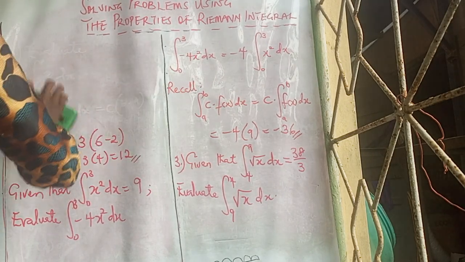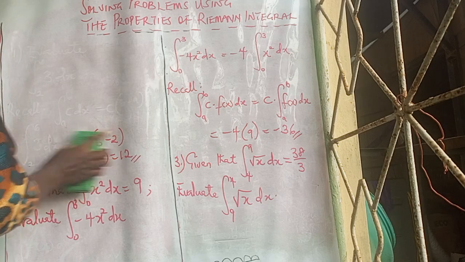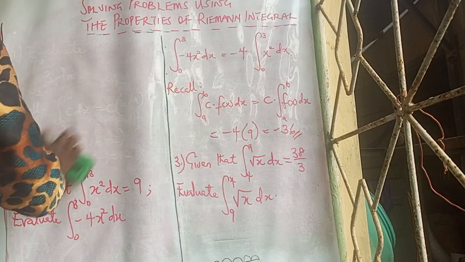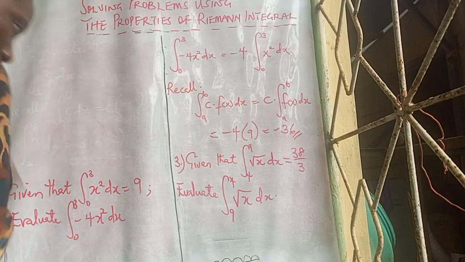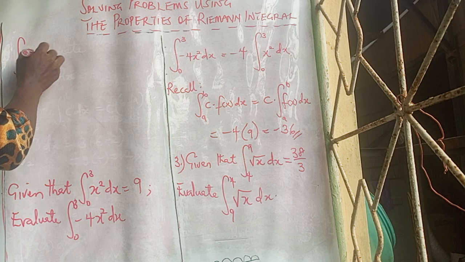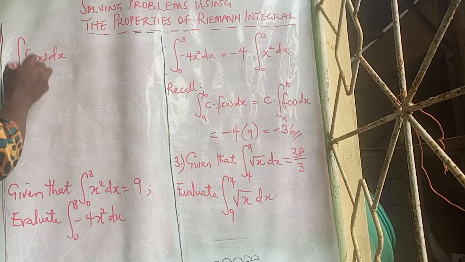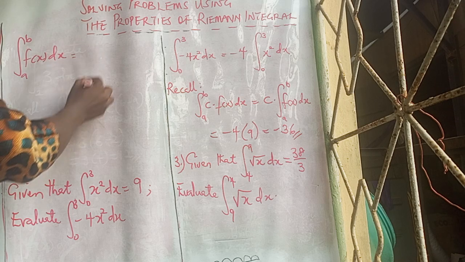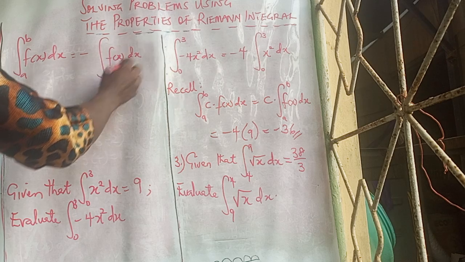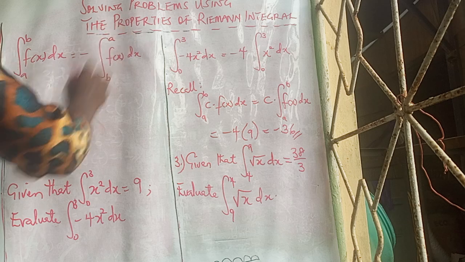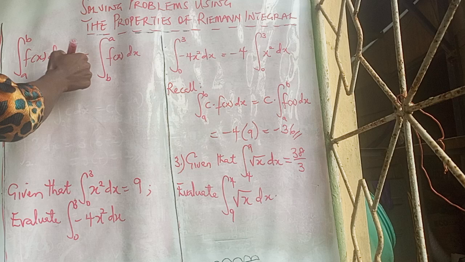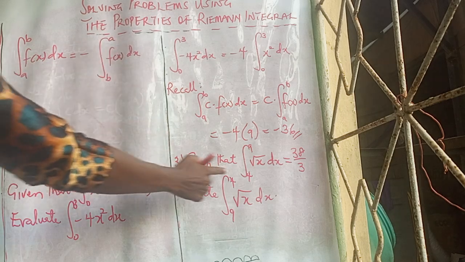Again, if you need to see the properties, I have a previous video on the properties of Riemann integral. It says the integral of f of x dx from A to B is equal to what? Minus the integral of the same f of x dx from B to A. From A to B will now become what? Minus from B to A.